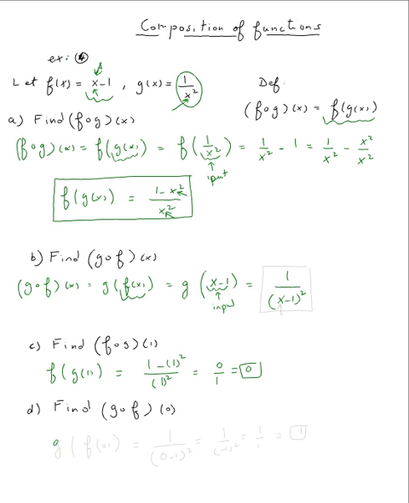Now let's do g of f of 0. So we need g of f of x. Where is g of f of x? g of f of x is right here. So we need to plug a 0 into x. So it's 1 over 0 minus 1 squared, which is 1 over negative 1 squared, which is 1 over 1, which is 1. And that's it for this example.